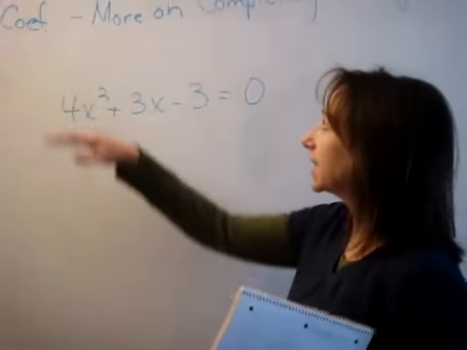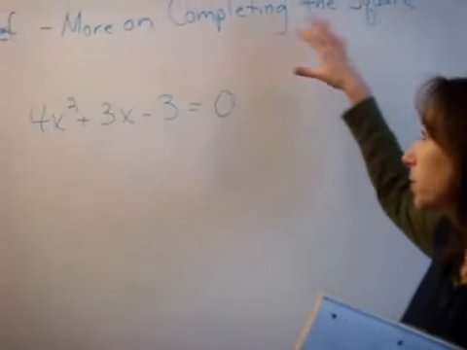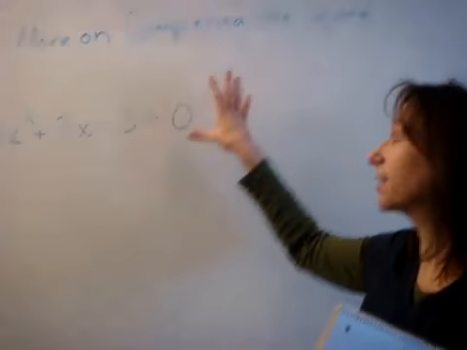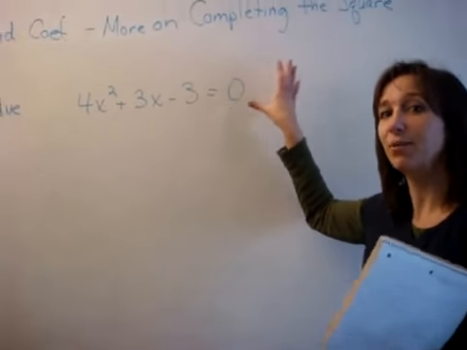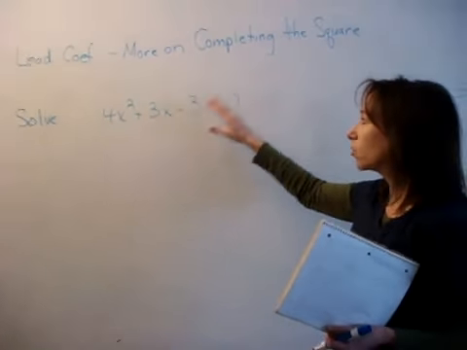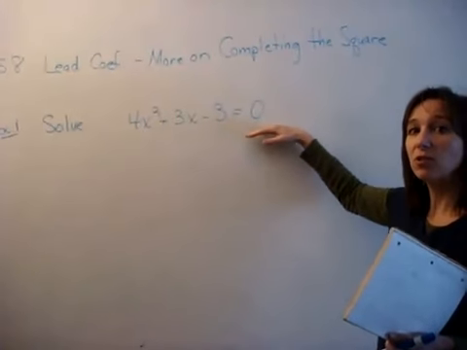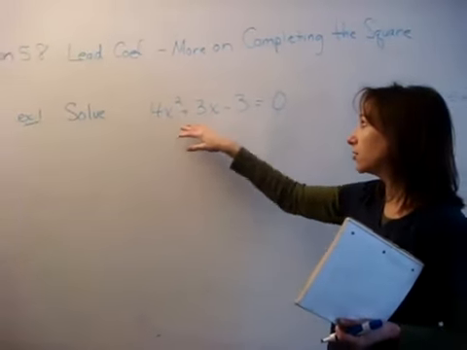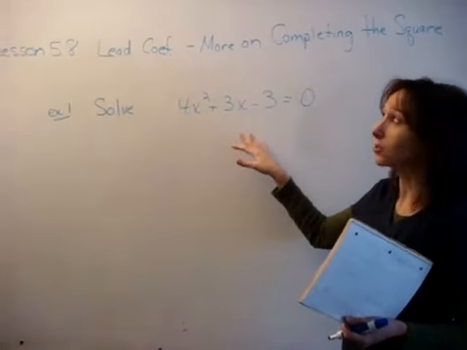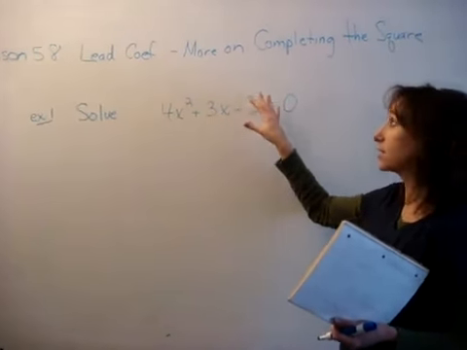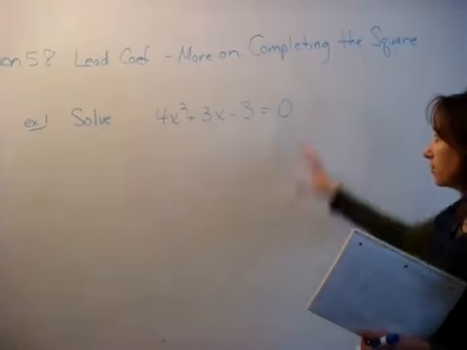Going to do lesson 58, lead coefficients, more on completing the square. Hopefully you understand how to complete the square, but if not, maybe today will help. We're going to solve a quadratic equation by completing the square. You have to do the method that they say. If you think you could do it an easier way, you still have to do it by completing the square if the directions say complete the square.